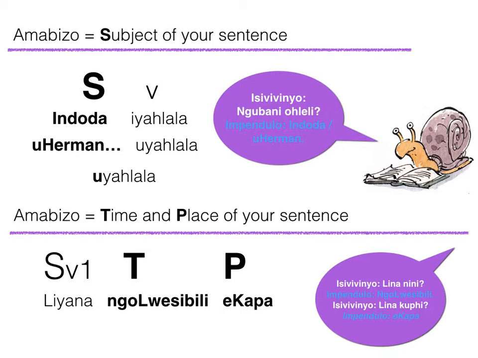Amabizo can be time or place of your sentence. Isibonelo. Liyana ngolwesibili eKapa. Time ngolwesibili isikhathi. Indawo eKapa, place. Liyana ngolwesibili eKapa.